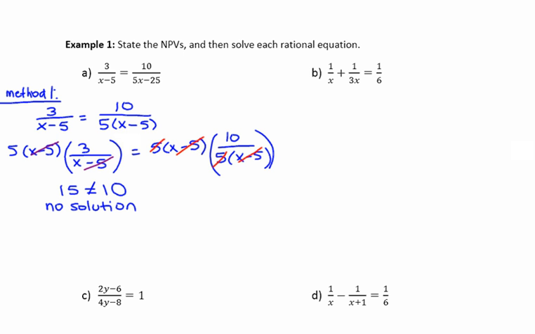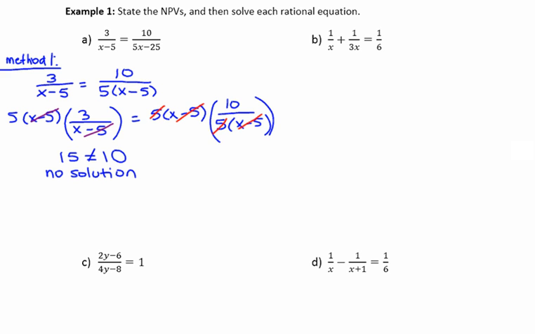If you get a number equals a different number, then there's no solution. So basically, there was no solution to this. No values of x. That is a legitimate answer. That will happen sometimes. It would be a multiple choice, most likely.